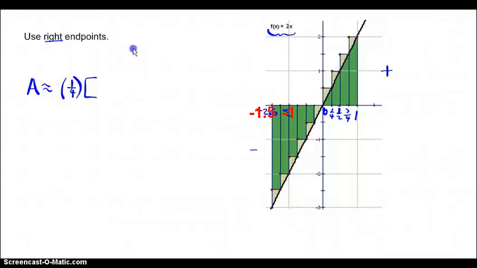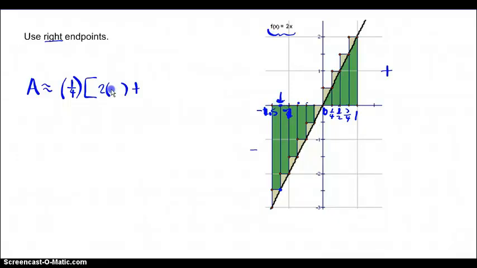Now, we're going to use right endpoints. So for this rectangle, I'm going to use this point. I want to know what the height of my function is when I put this x value into it. My function is 2 times whatever x value I put into it. So here's negative 1/4, negative 1/2, negative 3/4, negative 1, and that's negative 4/4, so this one is negative 5/4.